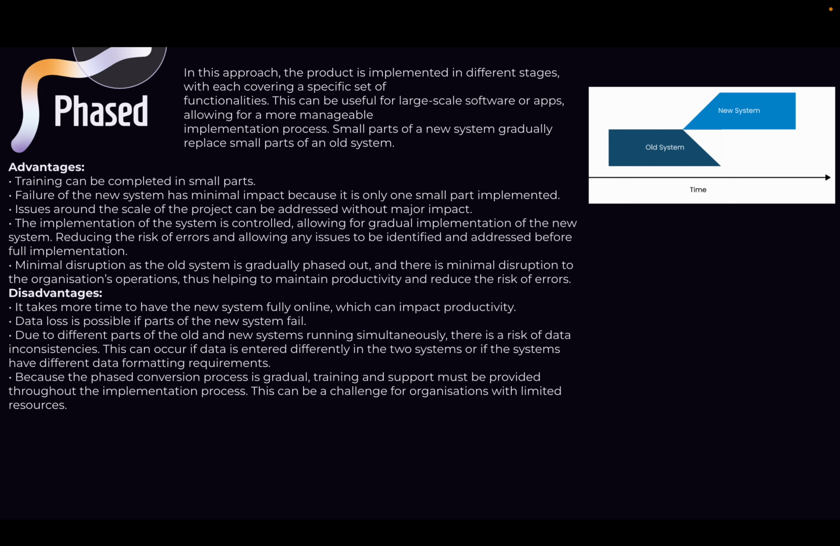It does take more time to have the new system fully operational, which impacts productivity. Data loss can happen. Different parts of the old system running simultaneously risk data inconsistencies because the old system won't always be compatible with a new system. The phased conversion process is gradual, which means training and support need to be provided by an organization. This is challenging for organizations with limited resources, for example, financial and manpower issues.